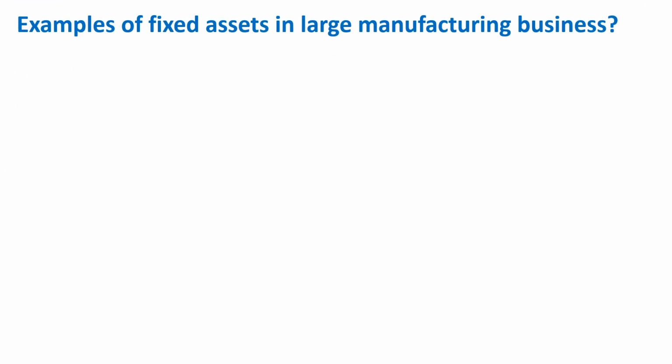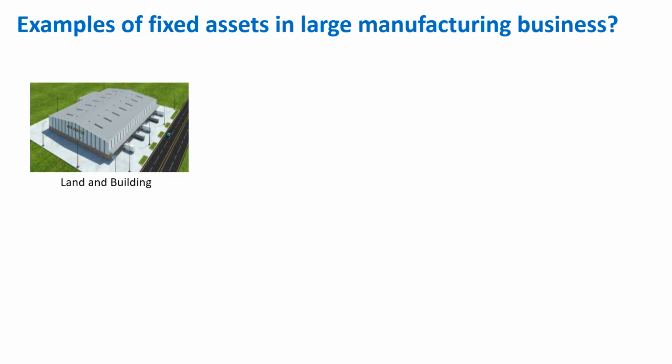Now let's try to understand a few examples of fixed assets that are used in a large manufacturing business. Let's see what fixed assets are used. First one is land and building. When I say land and building here, it generally refers to the factory or the manufacturing unit. So land is obviously an asset, and the building constructed on the land is also a fixed asset, because the purpose of the land and building is for the long term. It's not that you are going to use it for a short term.